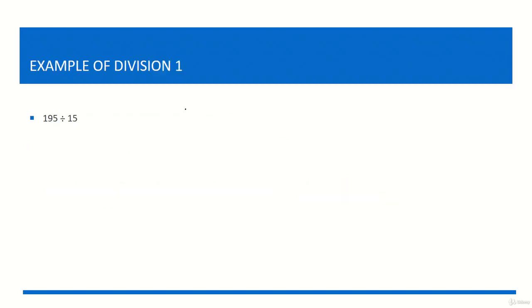Let us check 195 divided by 15, not 95, 15. How are you going to do it? You know how to divide. So let us check out 19, which is supposed to be less than. You are supposed to find the product.